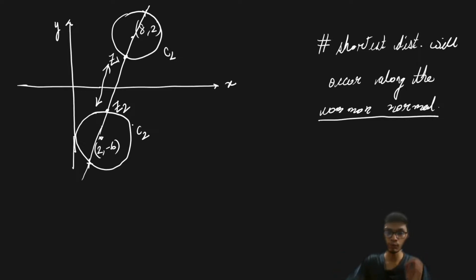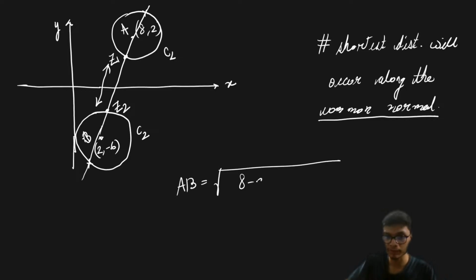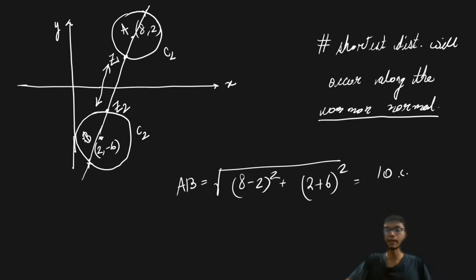That is what you have to understand, right? So how we go with this solution is that let us call the center of the second circle as B and the center of the first circle as A. So from here, I can easily find the AB distance as square root of (8 minus 2) whole square plus (2 minus of minus, that is plus 6) whole square, and that is going to give me 10 units, right? So the center to center distance is 10 units, right?